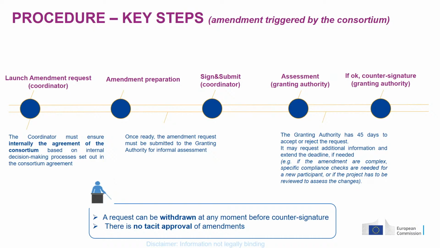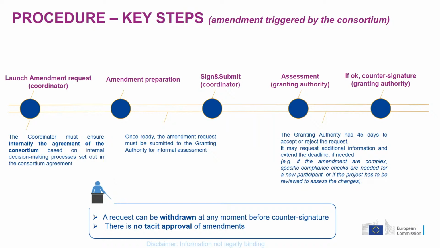And then after that, if it's correct, the coordinator can sign and submit. And then the granting authority will make the formal assessment. It will have 45 days to make this assessment. This deadline can be extended exceptionally. That's mainly if an amendment is particularly complex, or for example, if we need to make a review of the action. For instance, if your request is to change the action tasks and we need to make a review to assess this. And then the granting authority will either explicitly accept or reject, but there is no tacit approval.